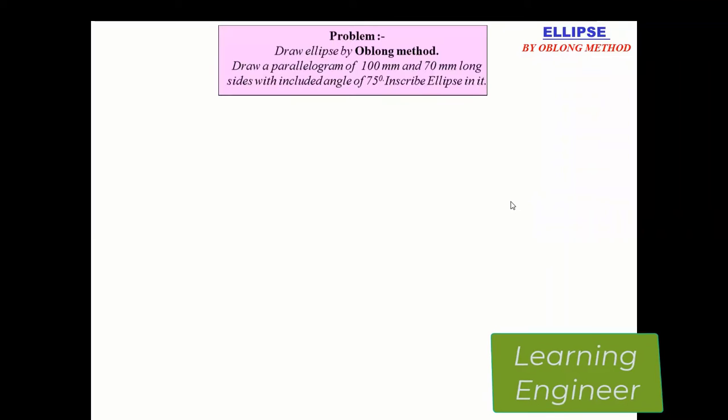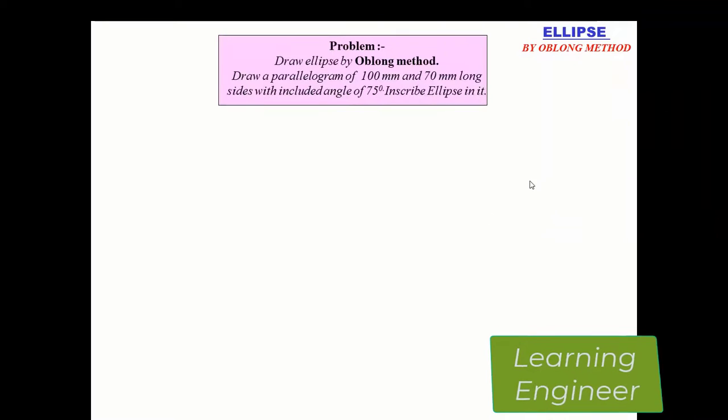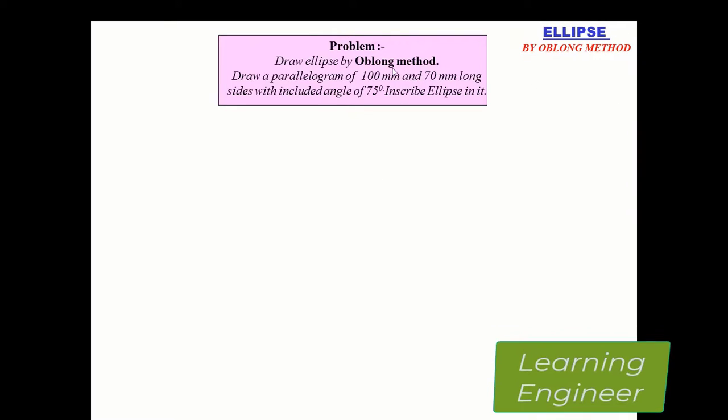In this method, we will see how to draw the ellipse by using the oblong method. This method is much more similar to the rectangle method, which we have seen. Now let us understand this method to draw the ellipse by an example. The question is: draw an ellipse by oblong method.